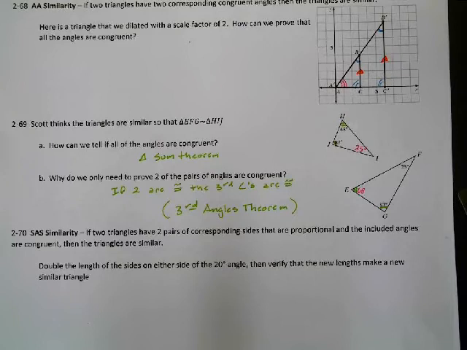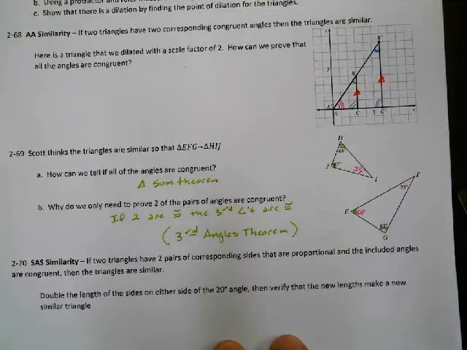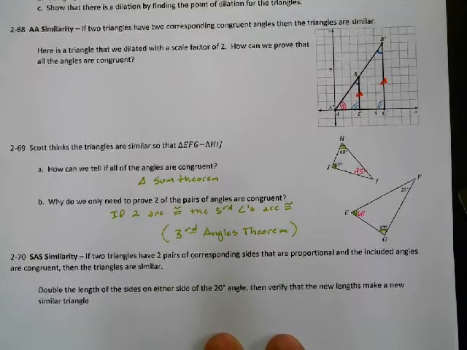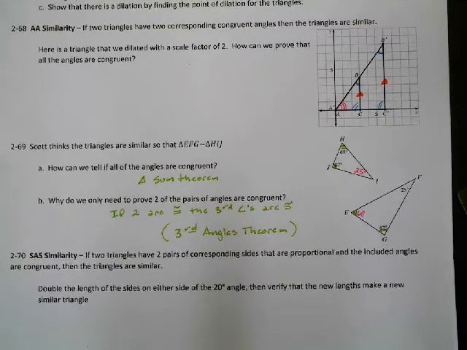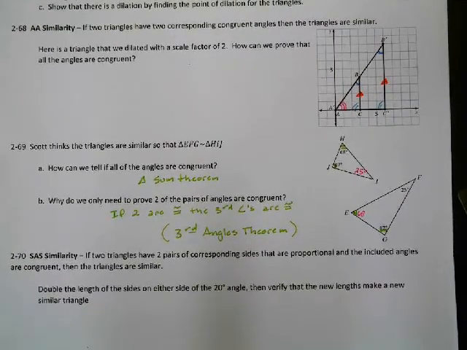All right, so angle-angle says that if we can prove the angles are congruent, you don't need to know anything about the sides. Nothing at all. That's enough to assume right away these two triangles are similar to each other.